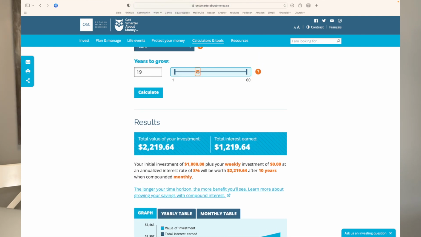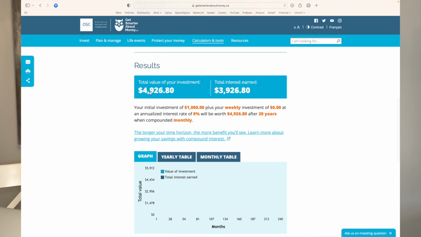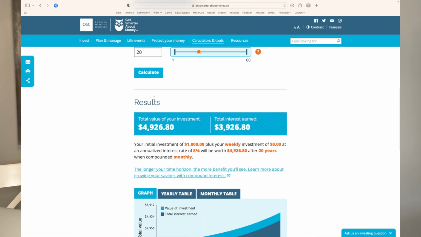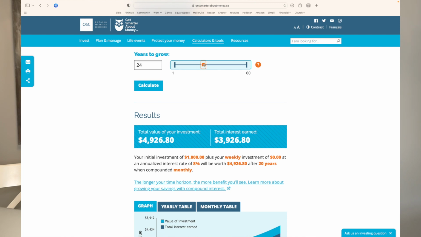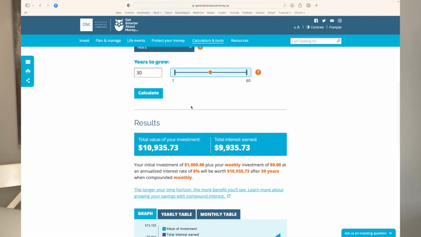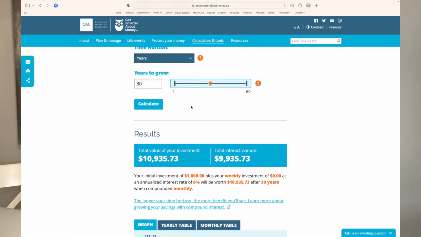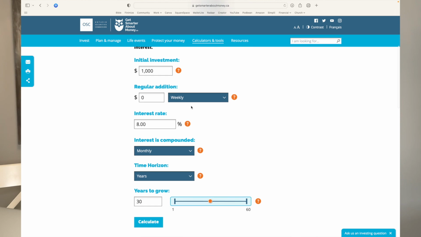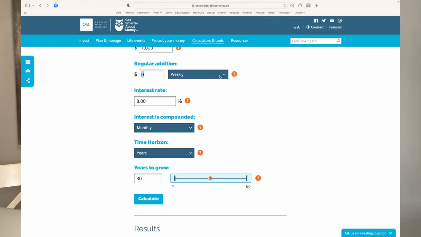Well, let's say we go another 10. Whoa, you've almost 5 times your money there. Now let's go 30, sorry. Look at that. Almost 11 times your initial investment. So you can see that really has a significant impact in being able to put in funds.